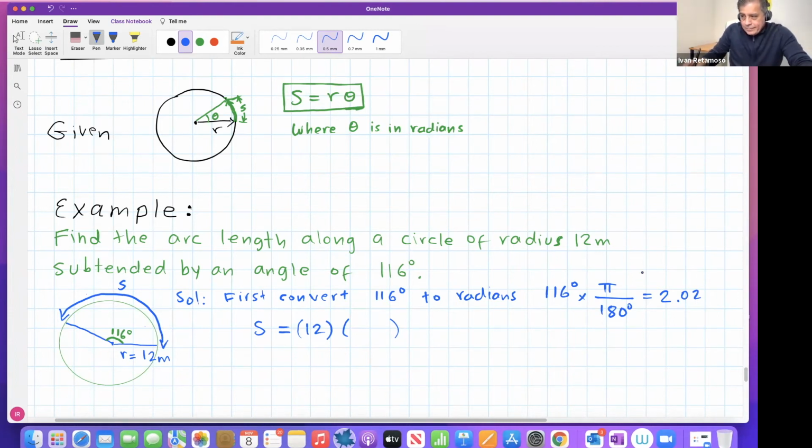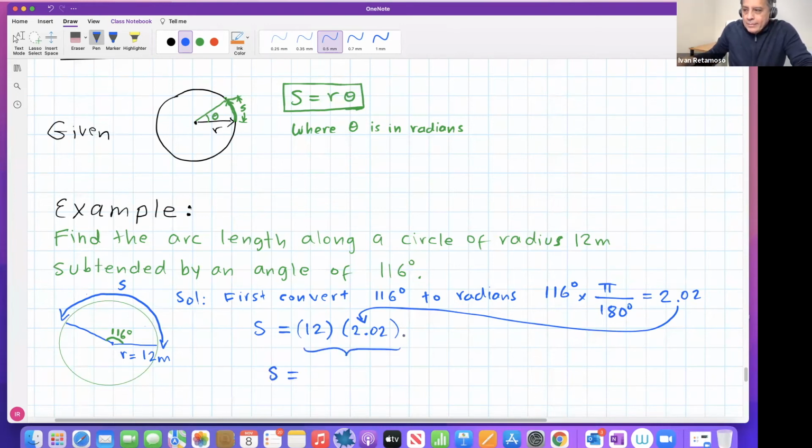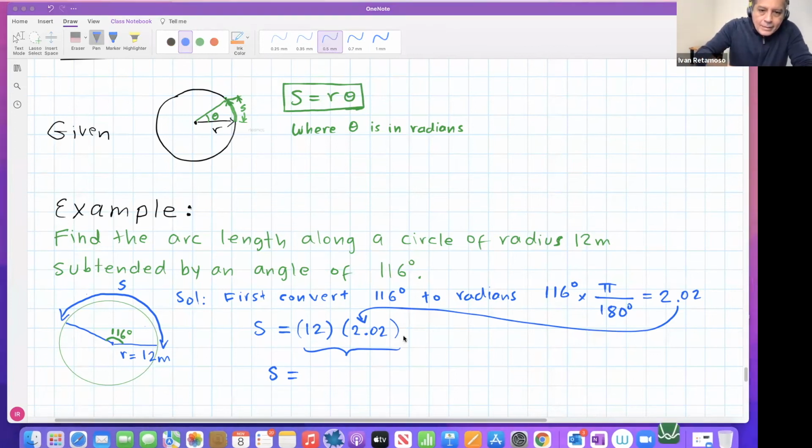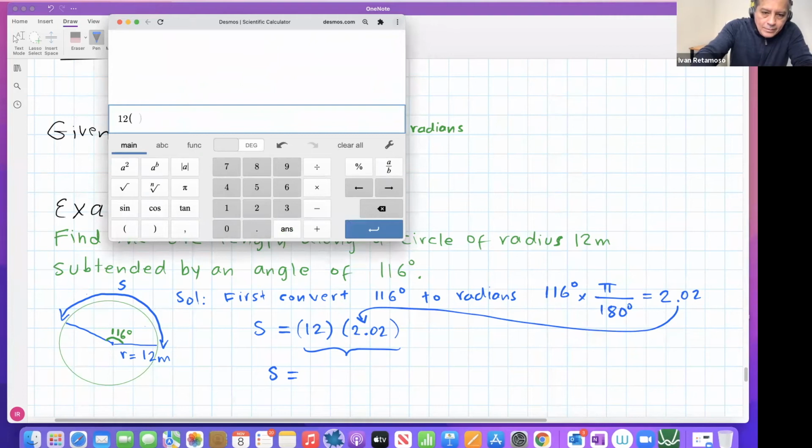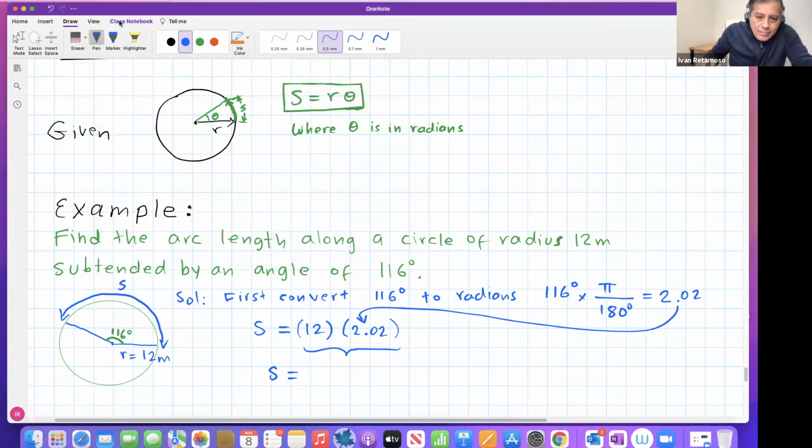Now, this is what you're going to use for your formula. So you're gonna put this here, 2.02. So S will be equal to 12 times 2.02. And this should give you the arc length: 24.24. And at the end, attach a unit, 24.24 meters. Okay, great.